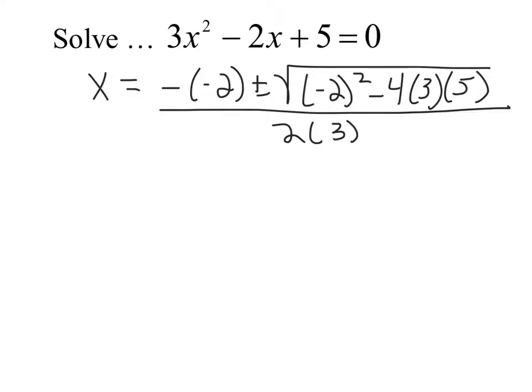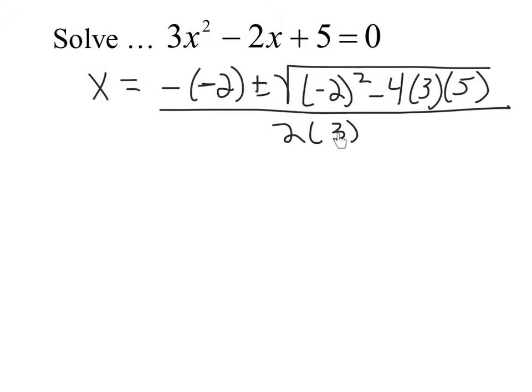All right, so here I've put in all my parts of my quadratic formula. I have identified a, b, and c. a is 3, b is negative 2, and c is 5. And I have plugged those into my quadratic formula. Negative b, negative 2, plus or minus the square root of b squared, negative 2 squared, using parentheses, minus 4 times 3, which is a, times 5, which is c, all over 2 times a, which is 3.